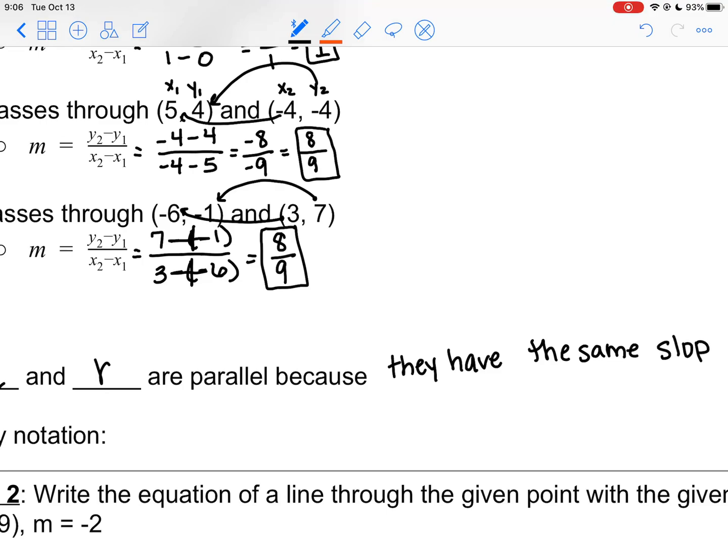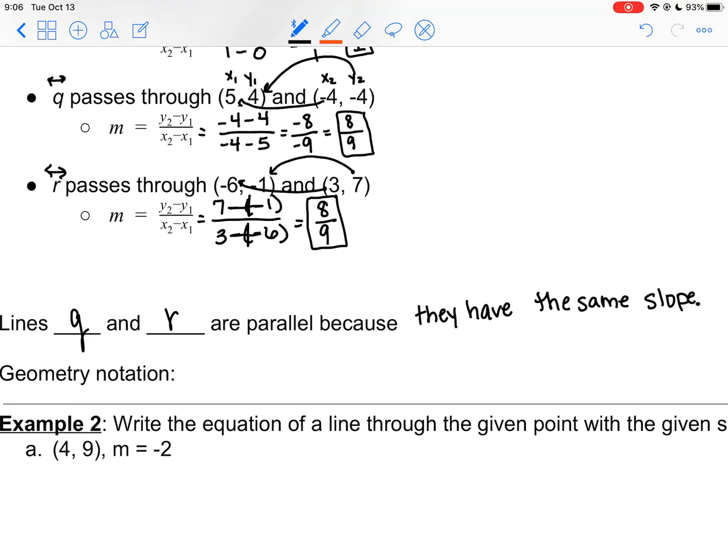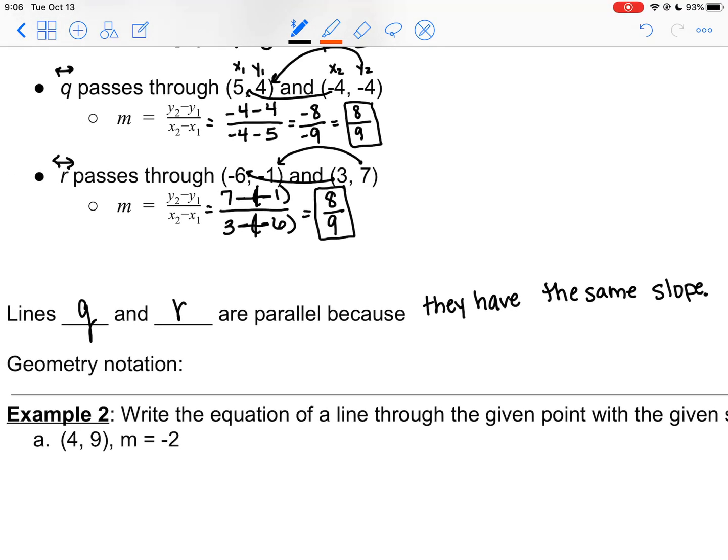So in geometry notation, we like to have ways to shorten things. If I want to say that line Q and line R are parallel, I'm going to use the symbol for parallel. I say line Q and line R, and then in between them, the symbol for parallel is two vertical lines, much like the two L's in the name. Parallel has those two vertical lines, and they're a little bit taller than letters.